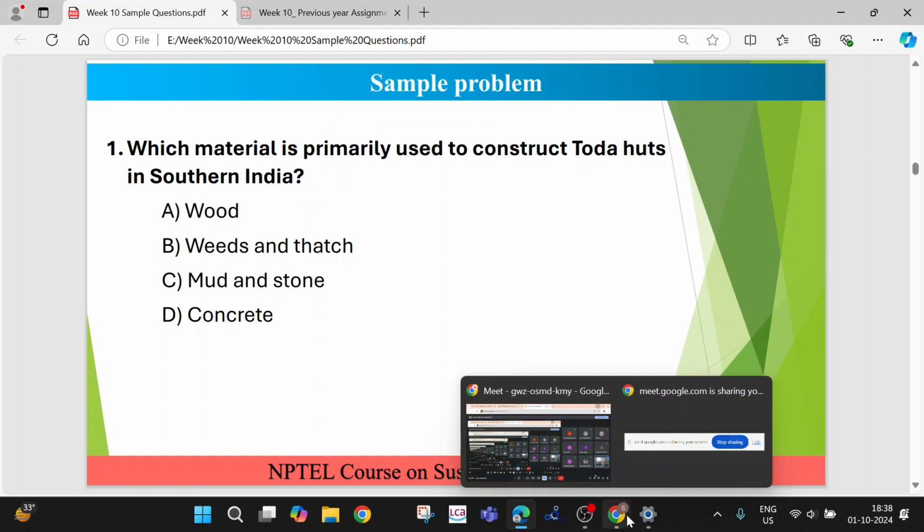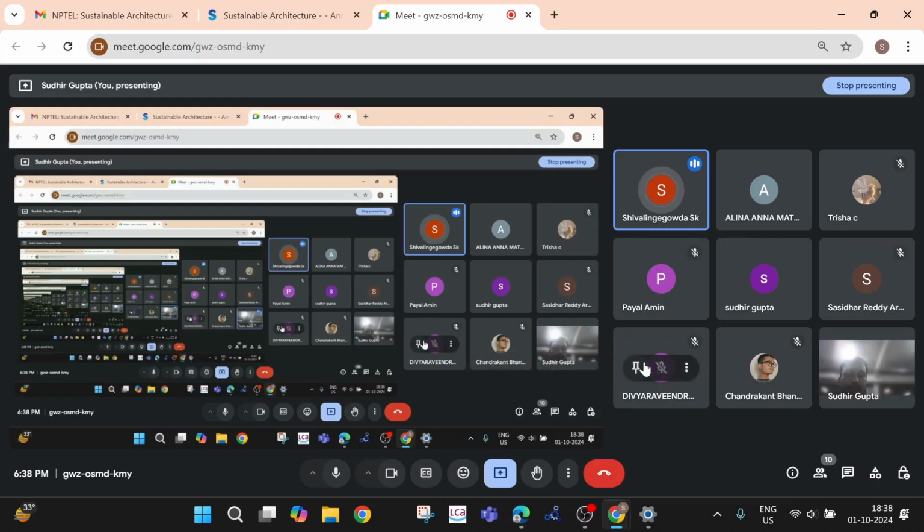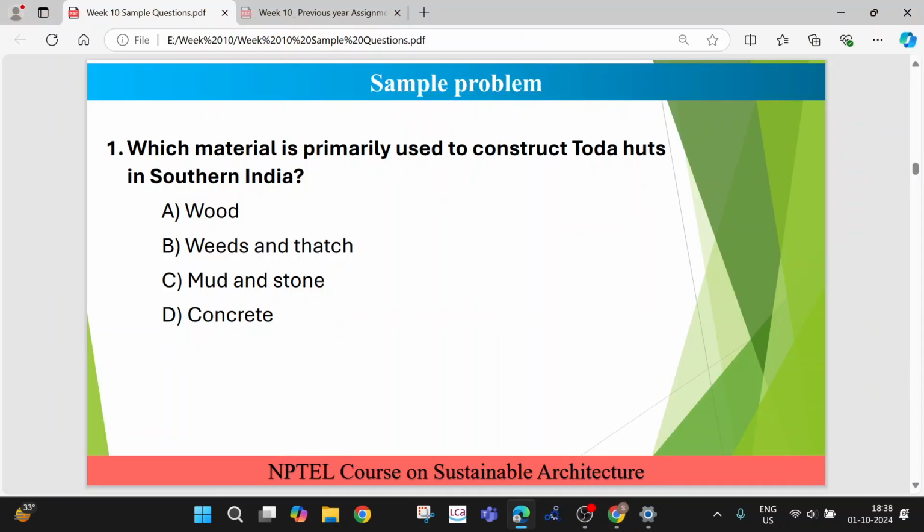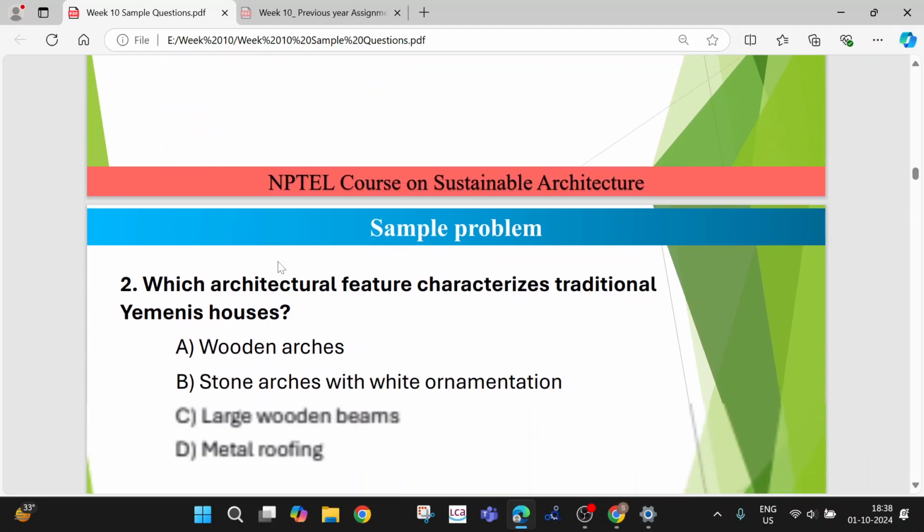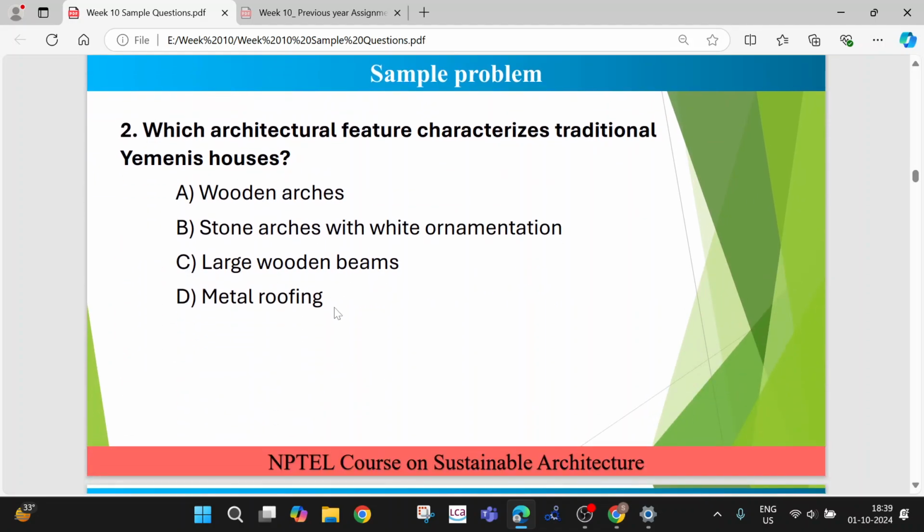Is it fine? Yes, sir. Okay. So let's move to the second question of this lecture. Which architecture feature characterizes the traditional Yemenis houses? So opening into those pictures also you can see discussion about these Yemenis houses. It was done in slide number 21.